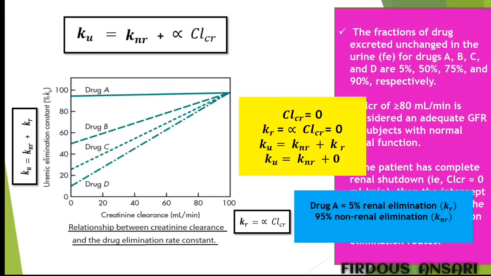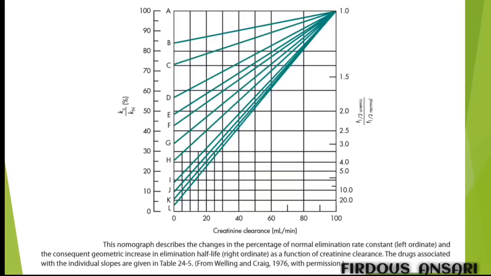Next, drug D, which is excreted 90% unchanged in the urine, has the steepest slope and is most affected by small changes in the creatinine clearance. On the other hand, drug A, which is excreted only 5% unchanged in urine, that is 95% eliminated by non-renal route, is least affected by a decrease in the creatinine clearance.